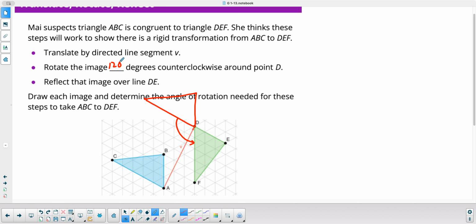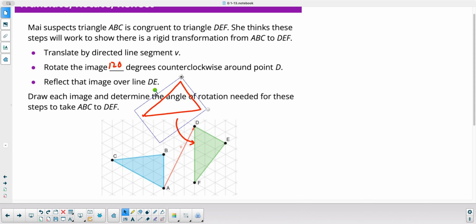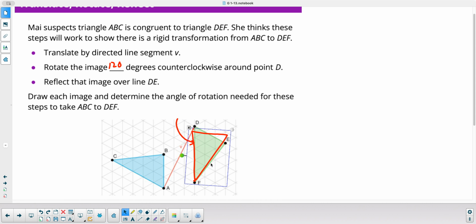And here's my point D. Now, the only thing is my program won't let me pick a point to pivot. It'll just rotate it in the center. So pretend I was rotating it there. Okay. Well, that's not going to work because it did not line up there. So let me go back. I'll go back here. So 120 degrees counterclockwise.